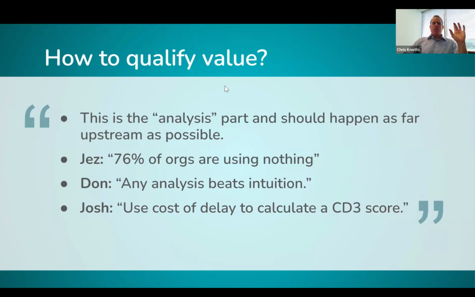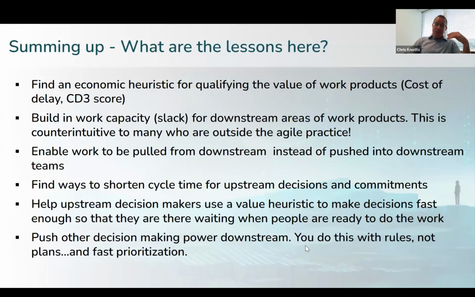This has to do with the analysis during the fuzzy front end. You should qualify and rank the value ASAP in the portfolio lifecycle. According to Jez, 70% of organizations are not using anything for this. What does Don say? Any analysis beats intuition. What does Josh say? Use cost of delay and a CD3 score to qualify that value and rank it. So that is where I will leave it for today. We are about at time.